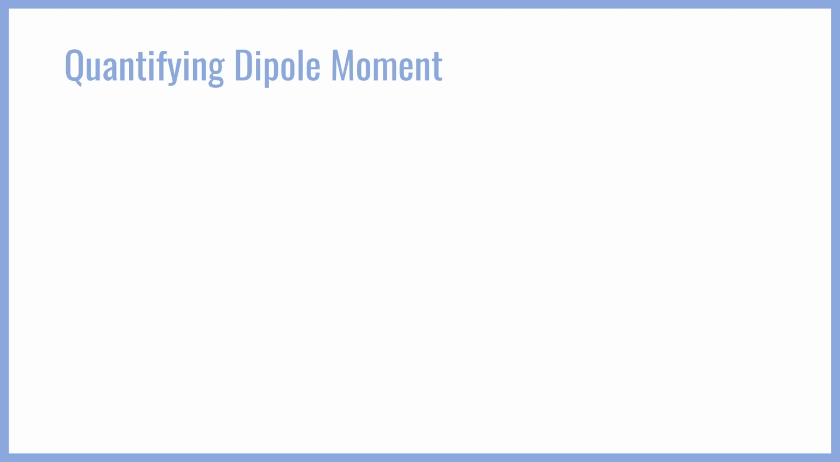The dipole moment is denoted by the Greek letter mu, and is going to be equal to the magnitude of the assembled charges times the distance between them. In chemistry, the dipole moment is often measured in units of Debyes, after the scientist Peter Debye, and it has a magnitude of 3.3 times 10 to the negative 30 coulomb meters. Let's go ahead and look at an example calculation.